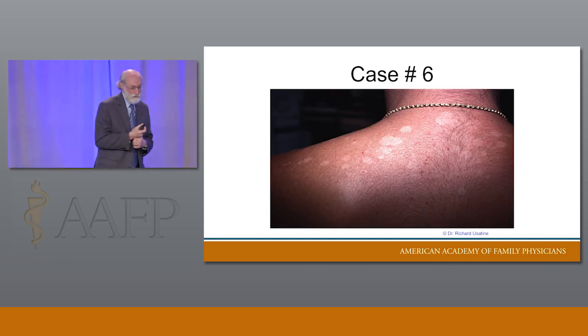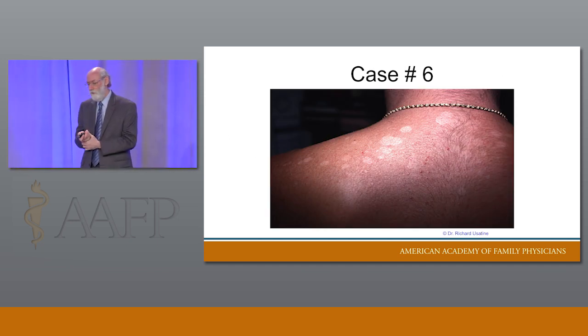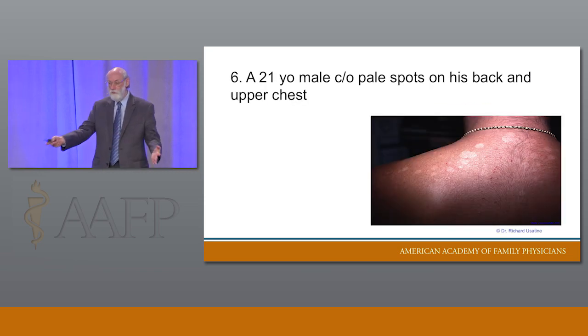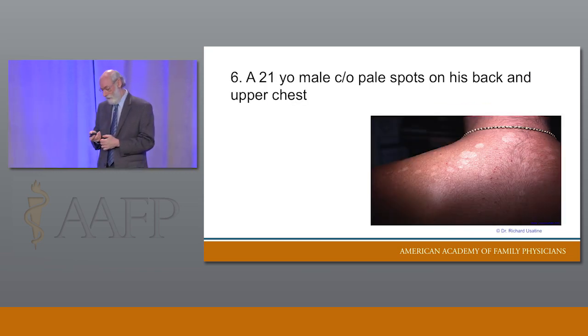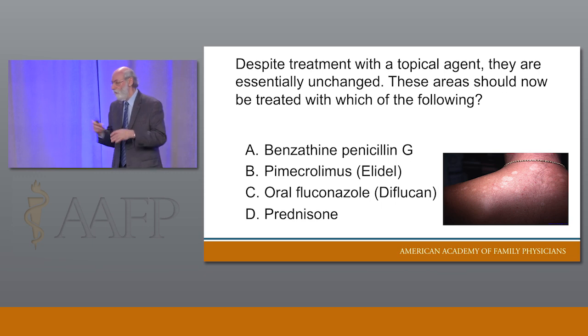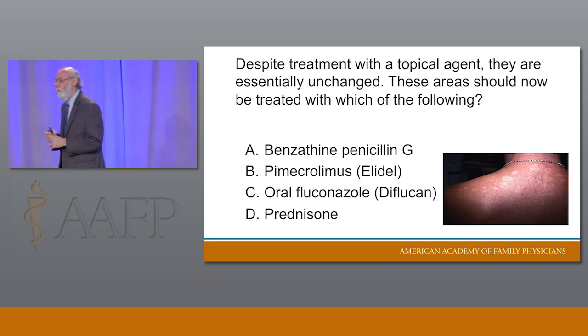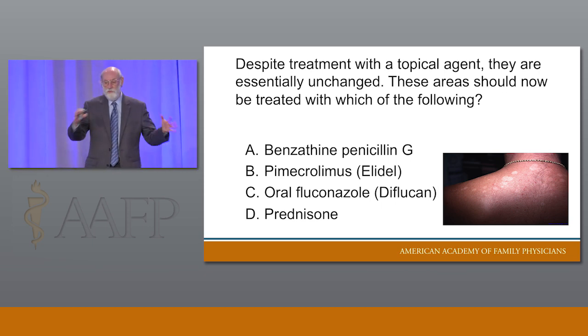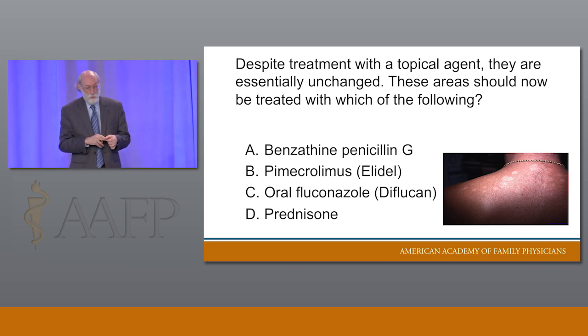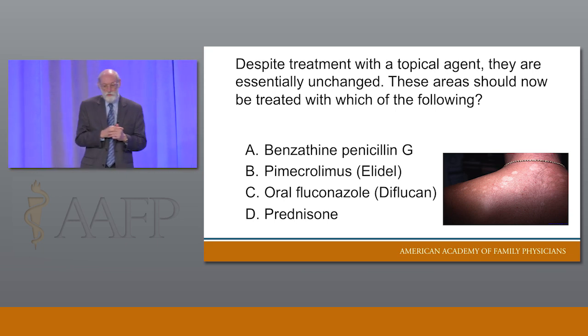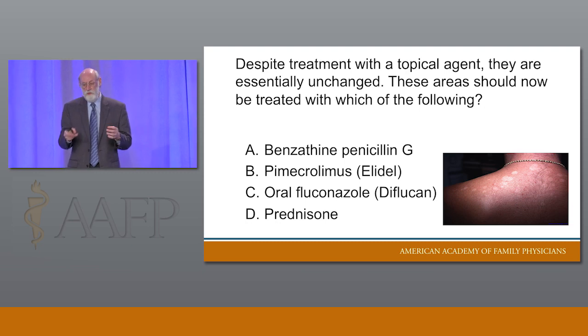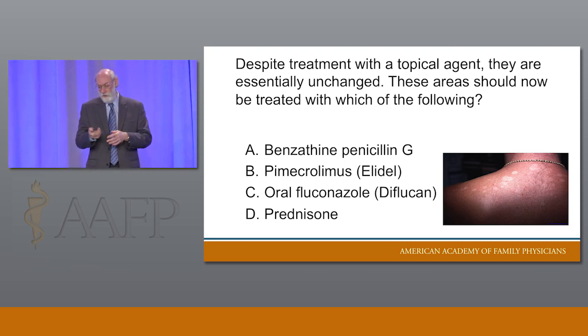Case number 6, moving on. The case of the spotted man. 21-year-old male, pale spots on his back and his upper chest. Despite treatment with a topical agent, they're unchanged. We should now be treating them with which of the following? Benzathine penicillin G, pimecrolimus, oral fluconazole, or prednisone.